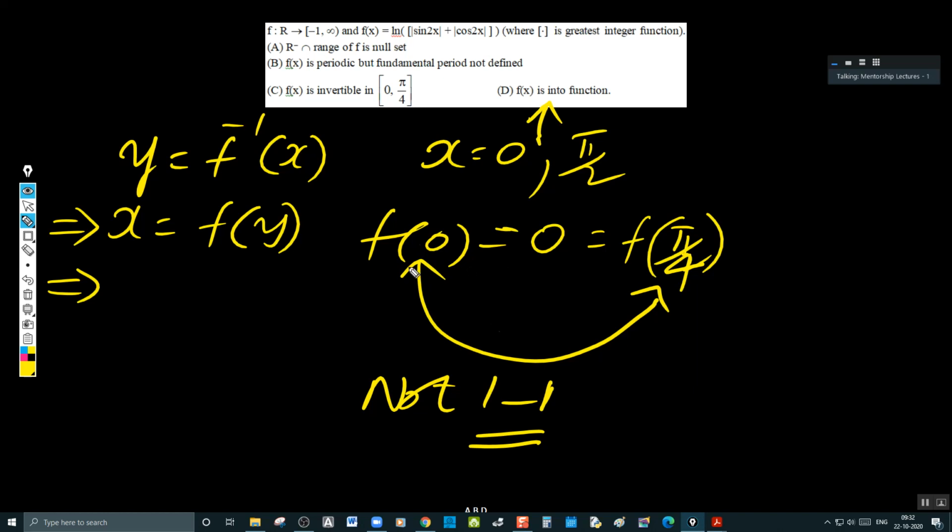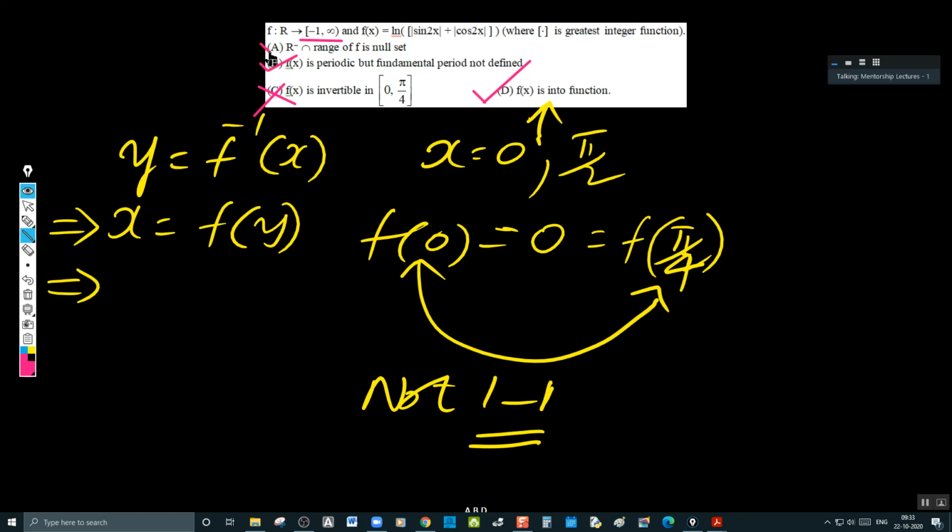And even it is not onto also because in the codomain, please, are you there everyone? What is the codomain of the function here? -1 to infinity. Many elements will be left over without pre-image. So f(x) is an into function. And f(x) is not invertible. f(x) is periodic, but fundamental period is not defined. And range is always positive.